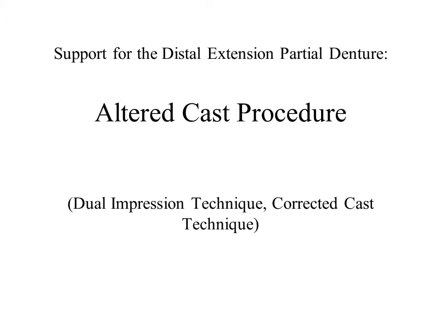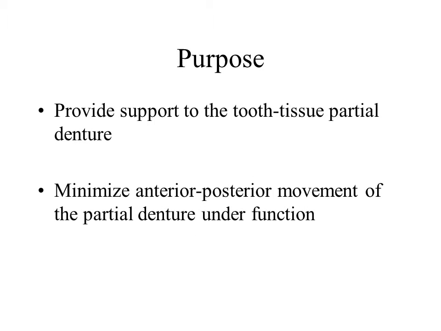The altered cast procedure is a functional impression technique to provide intimate contact between the acrylic base and the edentulous distal extension partial denture. It is normally performed only in the mandible, although it may be performed on the maxillary partial in certain rare instances. When correctly performed, the procedure increases stability of the partial denture and reduces rotation of the partial denture about the fulcrum line.